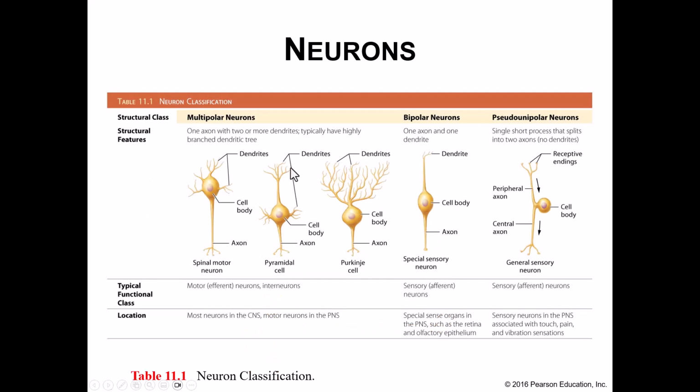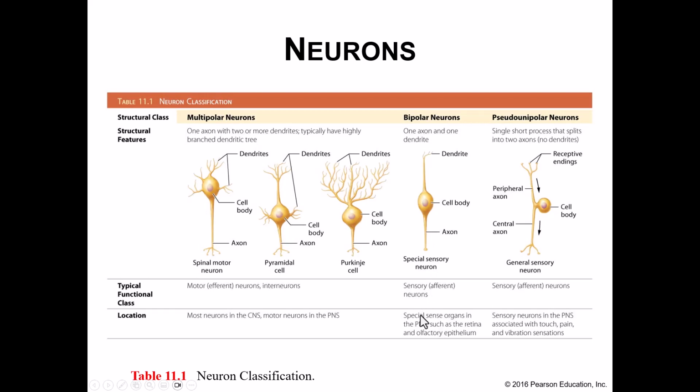We have different types of neuron classifications. Our typical one is our multipolar, and this is the one you're going to see the most, this spinal motor neuron. But you can also have different versions of a multipolar neuron. This is our pyramidal cells, and this is our Purkinje cells. So Purkinjes are found in the heart, and then our bipolar are our special sensory neurons.